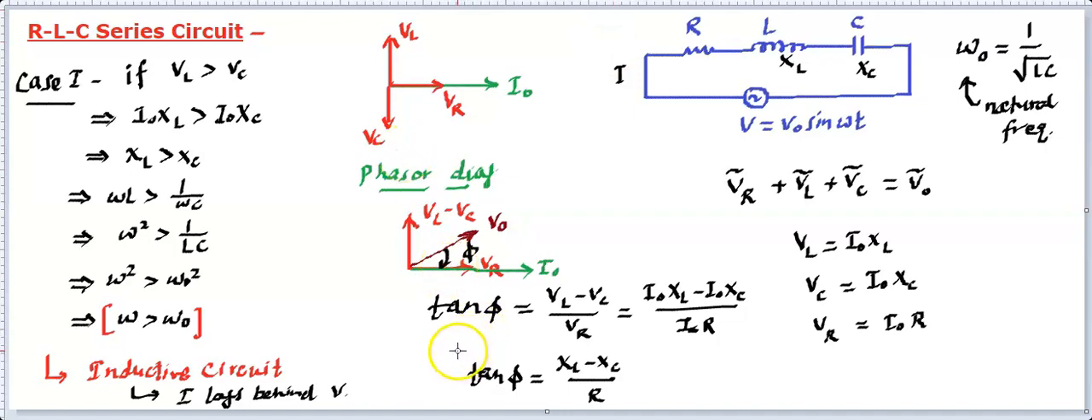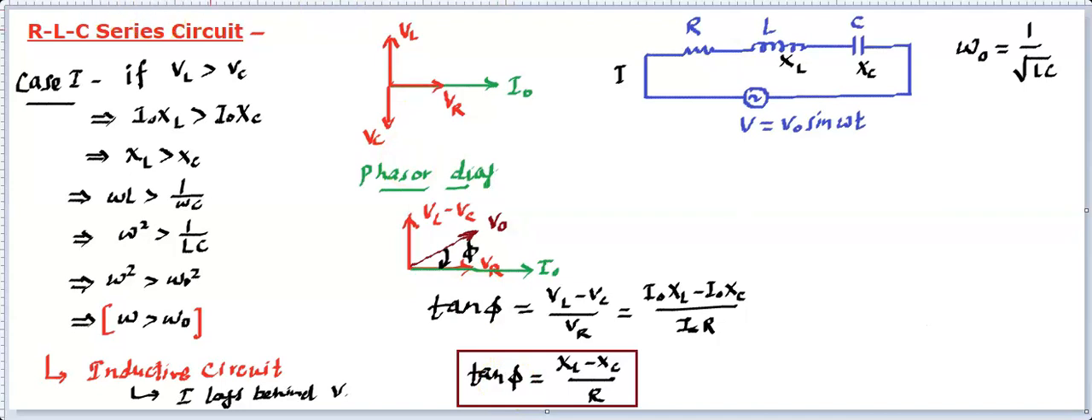Phase difference in the case of inductive LRC circuit. Right, so XL will be known to us, XC will be known to us, R will be known to us. After dividing, we can find tan inverse, that will be giving you the phi value. Now further we can also calculate the impedance.